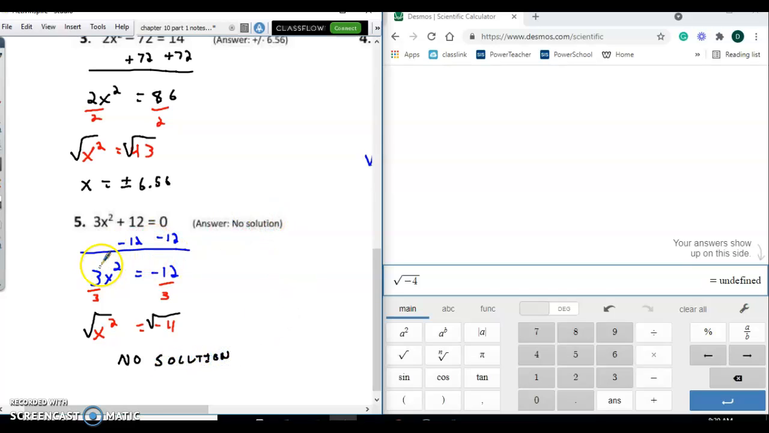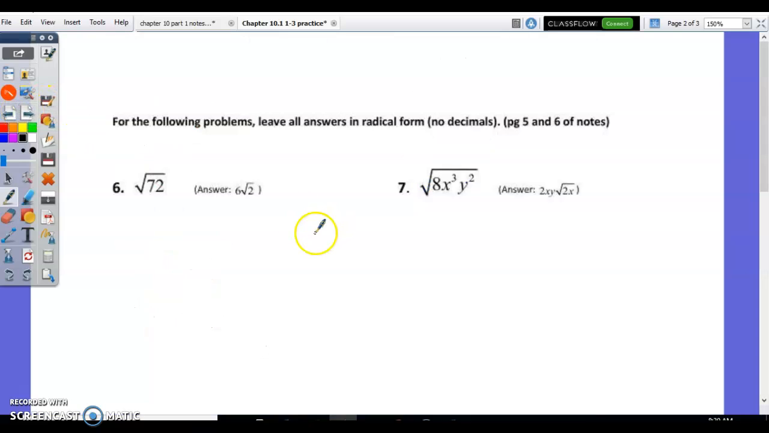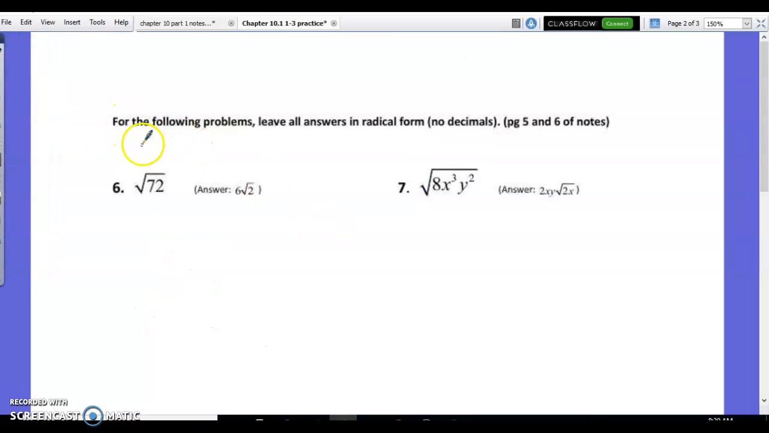So again, you doing this process will get you to that answer, and this is what I want to see on these tests. Okay, so the next page. Now we are simplifying radicals, so this is a lot of prime factorization type stuff.